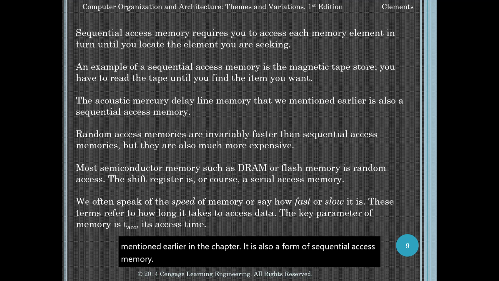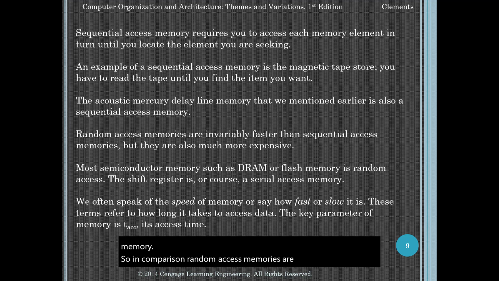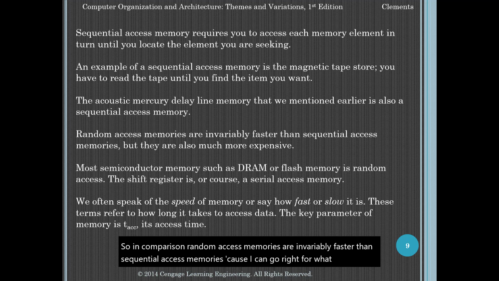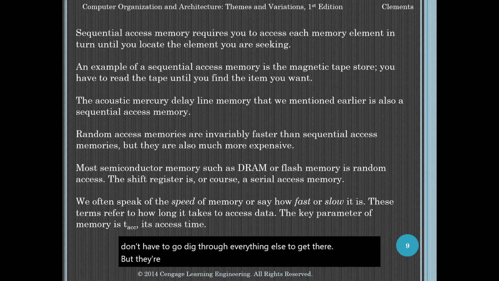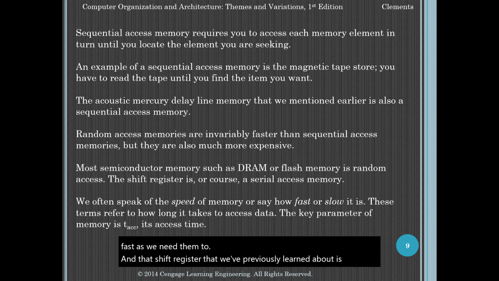So in comparison, random access memories are invariably faster than sequential access memories because I can go right for what I want. I don't have to go dig through everything else to get there. But they're much more expensive. Of course they are. And most semiconductor memory, like our DRAM or flash memory, is random access because otherwise our computers would not operate nearly as fast as we need them to. And that shift register that we've previously learned about is a serial access register.